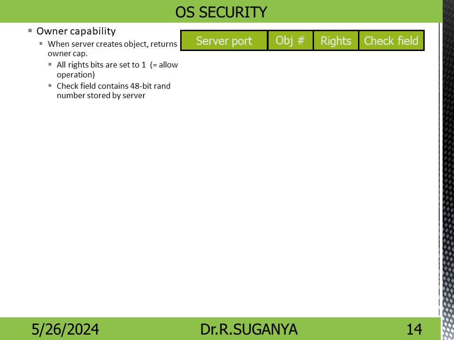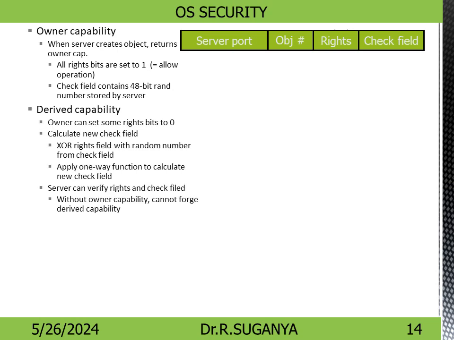So we have the owner capability. When the server creates an object, it returns an owner capability. All rights bits are set to 1. The check field contains a 48-bit random number stored by the server. Derived capability: the owner can set some rights bits to 0. Calculate a new check field by XORing the rights field with the random number from the check field, then applying a one-way function to calculate the new check field. The server can verify the rights and check field. Without the owner capability, one cannot forge a derived capability.